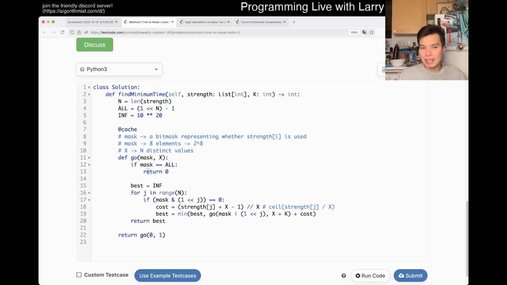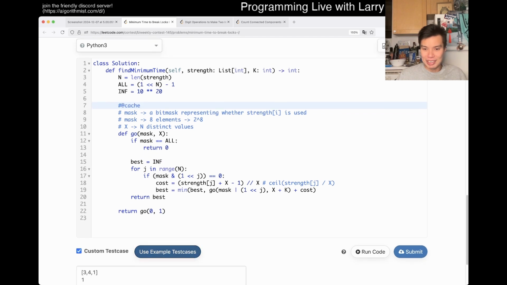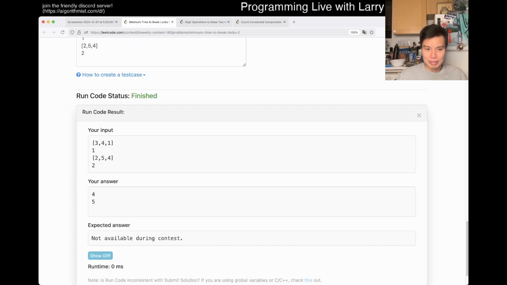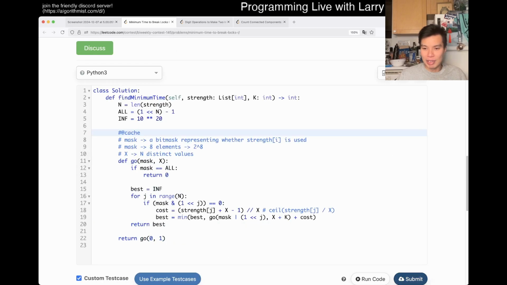We try every combination. Without the dynamic programming, it's going to be 8 factorial. Maybe it's even fast enough, actually. What is 8 factorial? Oh yeah, 8 factorial is 40,000. So maybe you don't even need the caching. Let me just run it real quick. I am curious now whether, because now we don't cache, so it's going to run everything anyway.